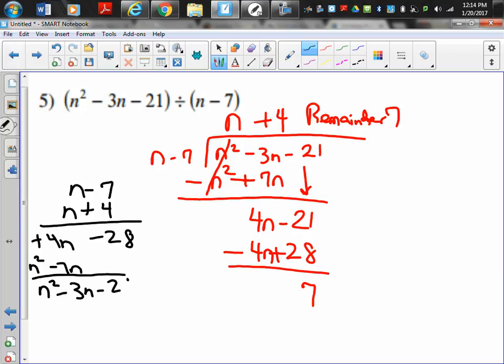I had a remainder of 7, so plus 7. We get n squared minus 3n minus 21. Is that what I started with? Yep. So we have the correct answer.